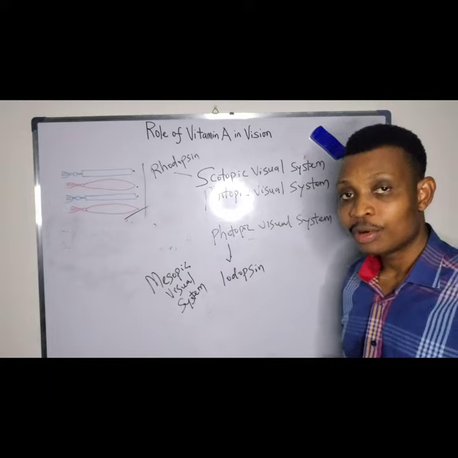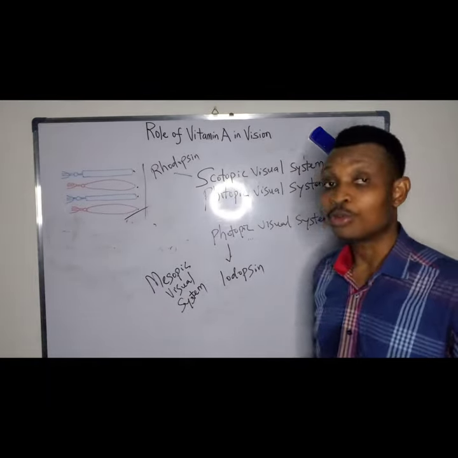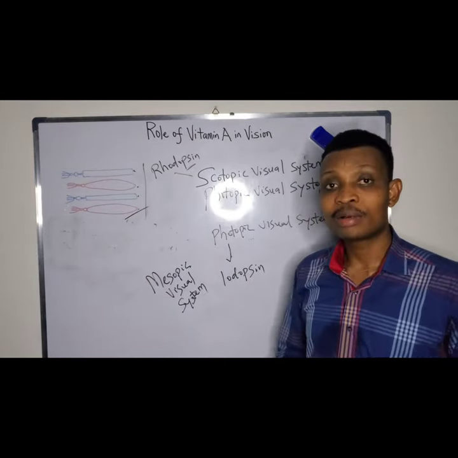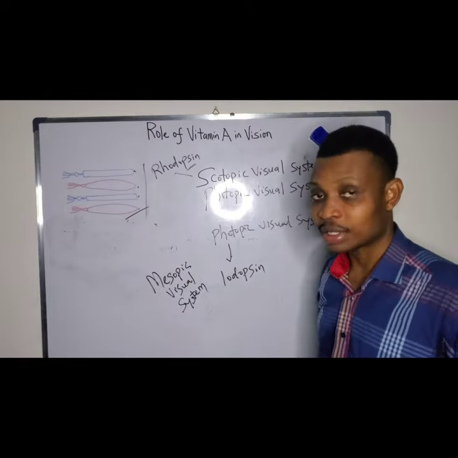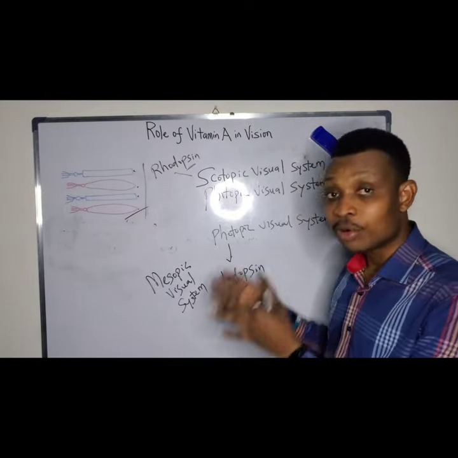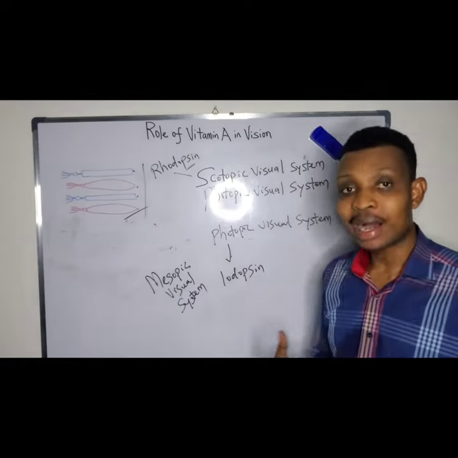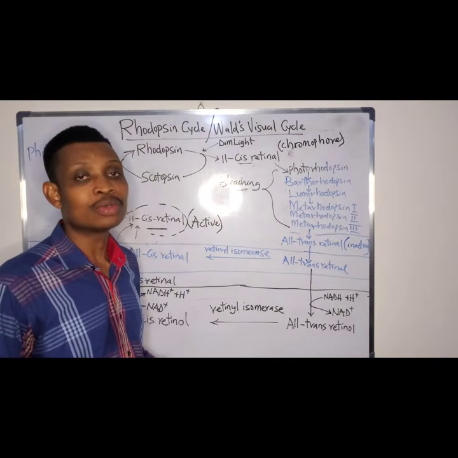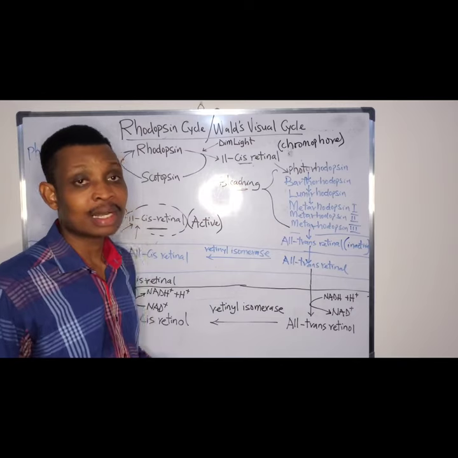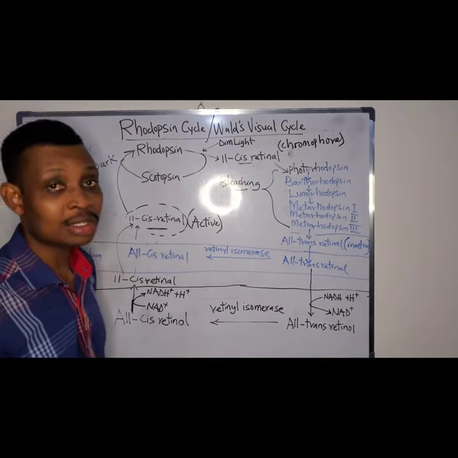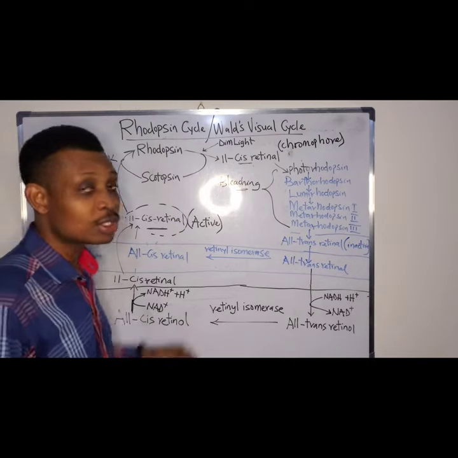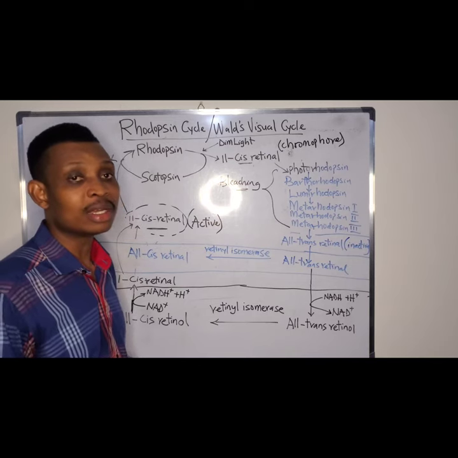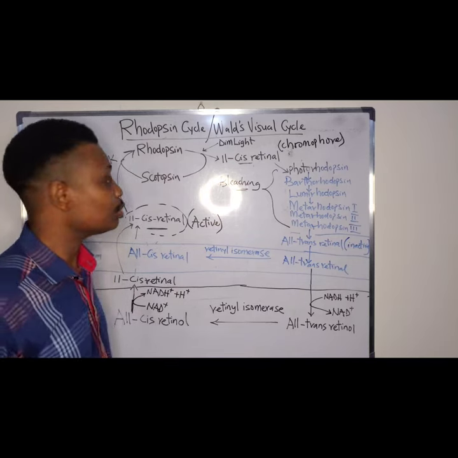Now, for the purpose of this lecture, we are going to focus on rhodopsin, because several studies have been done on rhodopsin, and so our focus will be on how vision can be enhanced under dim light. Our ability to see under dim light can be explained using the rhodopsin cycle, also called the Wald visual cycle. It is called the Wald visual cycle because it was discovered by a scientist named George Wald.